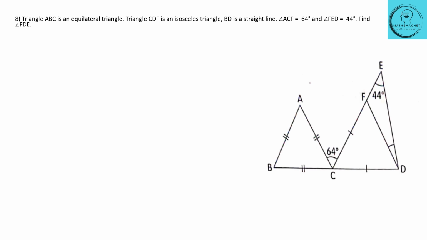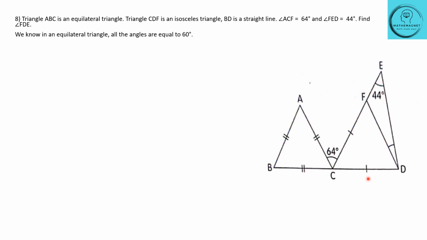Question 8. Triangle ABC is an equilateral triangle. Triangle CDF is an isosceles triangle. BD is a straight line. Angle ACF is equal to 64 degrees and angle FED is equal to 44 degrees. Find angle FDE. The figure may look complicated. There are a few extra steps, but finding the answer is very easy. Let's see how to do it.